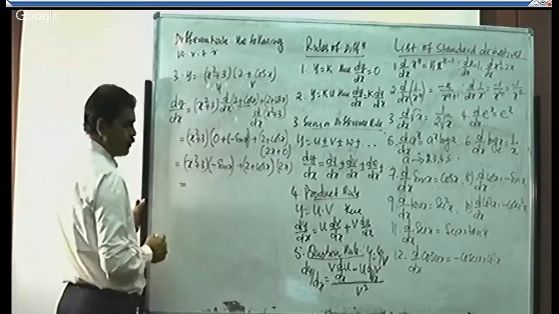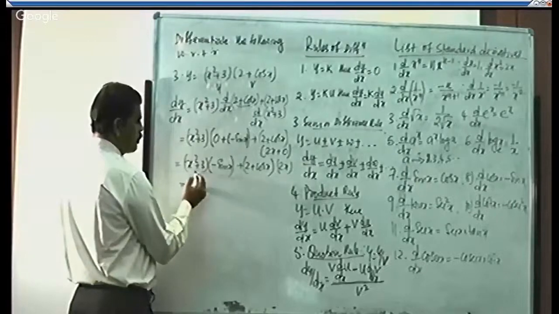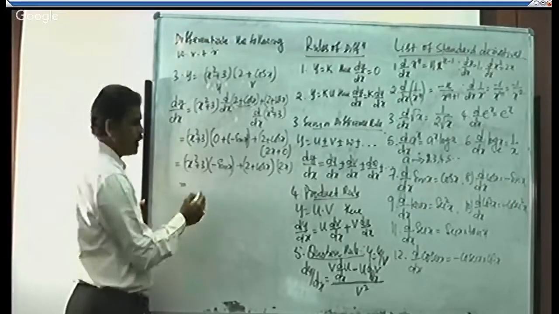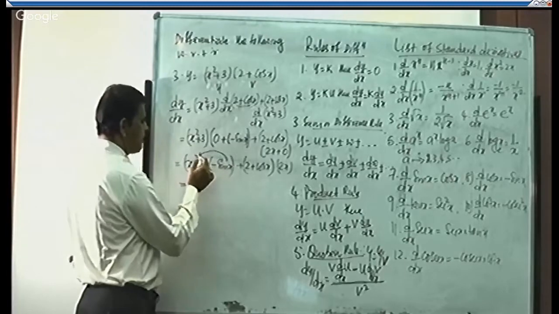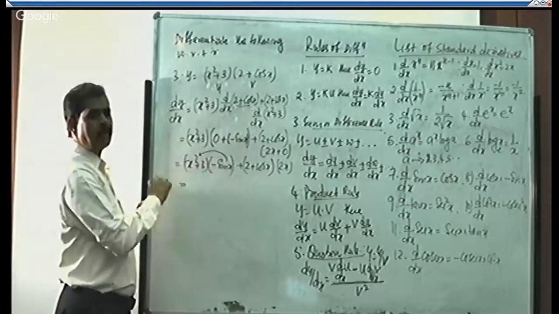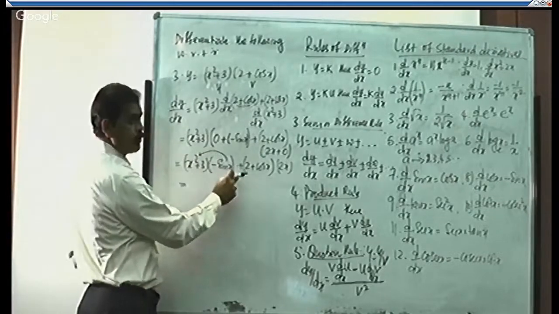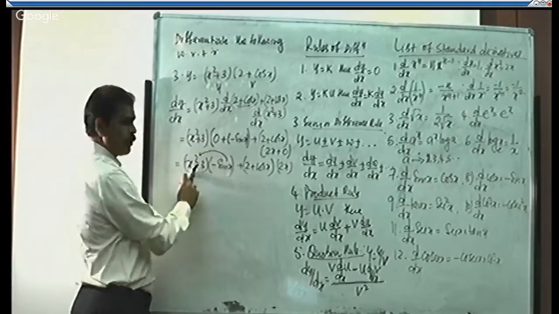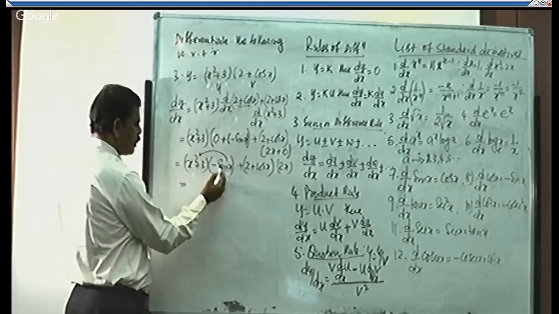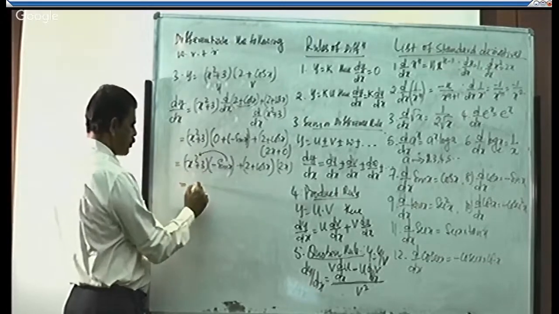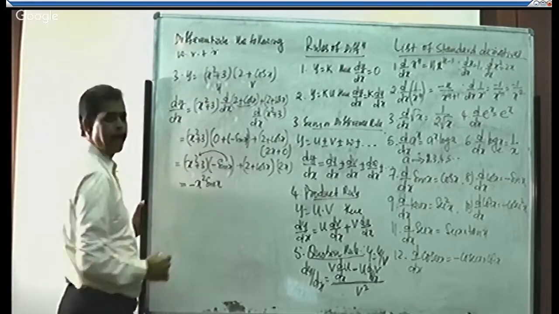Now, how to do the multiplication and simplification? There are two brackets. We have to remove them. How to remove them? Multiply a term of one bracket with all the terms of the other bracket. Then, if it has another term with plus or minus, multiply with all the terms of the first bracket. So minus sin x into x square. It is minus x square into sin x.